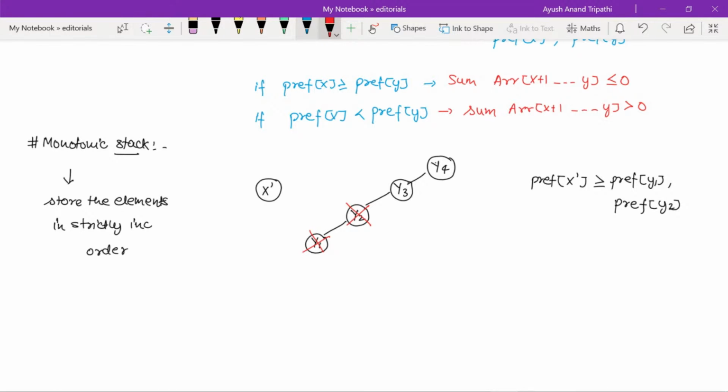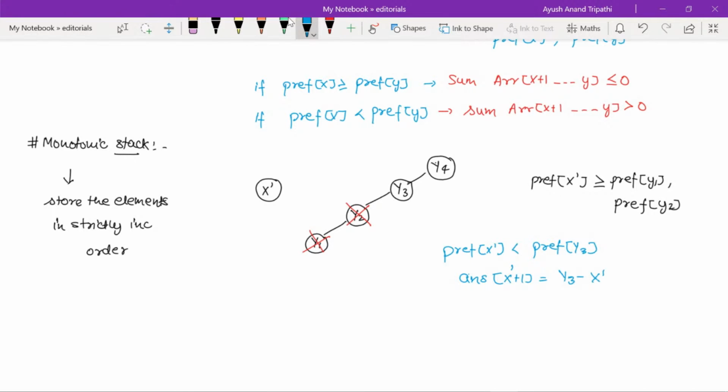And in future as well, they are not useful, right? Now we got an index for which the prefix sum is greater than x dash. Now I know prefix of x dash is lesser than prefix of y3. So in this case, what will be my answer? My answer is simply equal to the answer for x dash plus 1, which is y3 minus x.